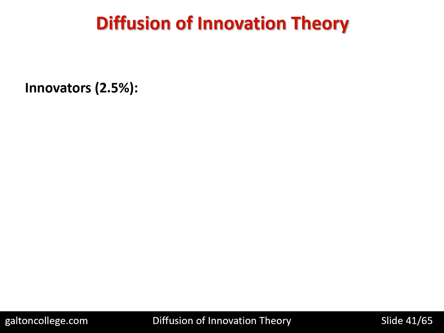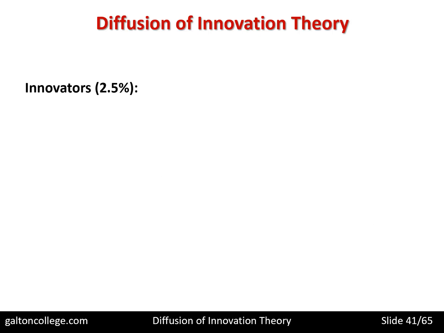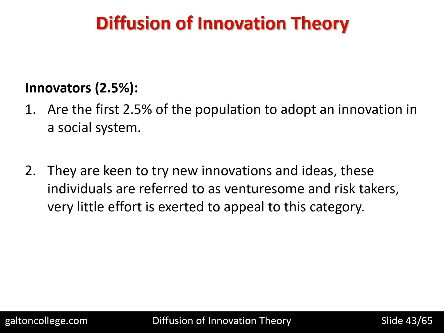So the innovators, let's go back to the diagram. The innovators are on the bottom left-hand side, near the origin. The innovators are 2.5%. That figure is just an often quoted figure. It's not necessarily a statistical figure. These are the first 2.5% of the population to adopt an innovation in a social system. These are the ones who, as I said, love something new. They are keen to try new innovations and ideas. These individuals are referred to as venturesome and risk takers.